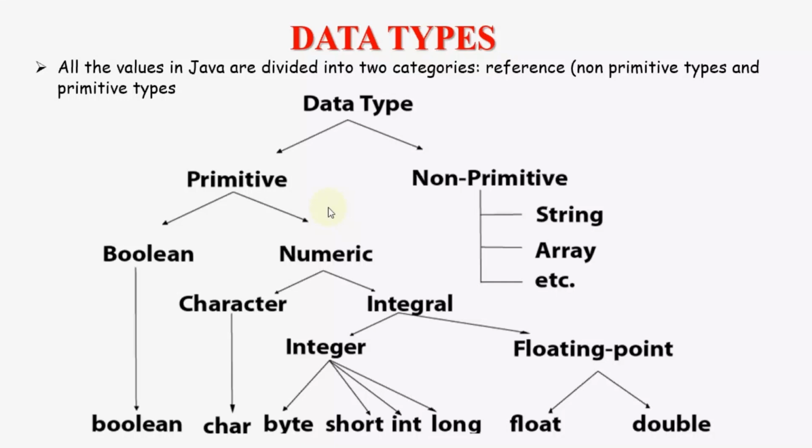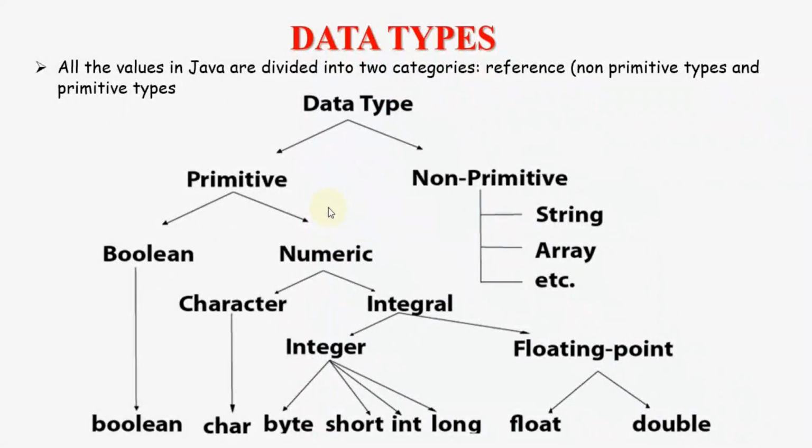Under character we have char. In integral we have integer and floating point types. Under integer we have byte, short, int, and long. Under floating point we have float and double. So therefore, for primitive data types, we have boolean, char, byte, short, int, long, float, and what? Double. So we have these 8 primitive data types, right? We're going to explore them.